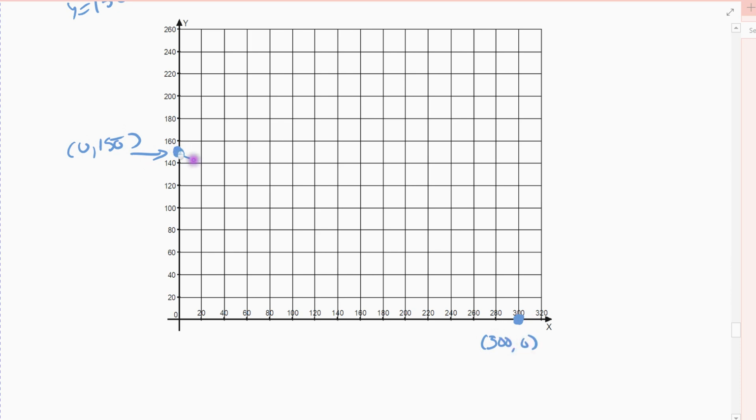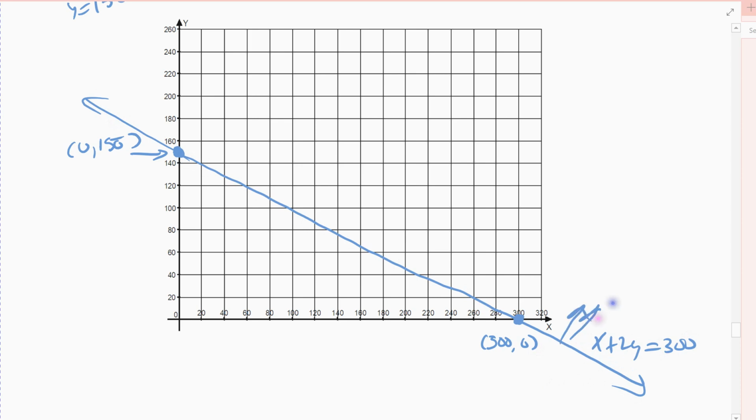Connect my dots as best as I can. So there's my first equation, which represents the x plus 2y equals 300. And I know I'm going to shade above it because I want to keep the less than. So I'm going to shade above it. The test for 0 would come out true, right? 0 is less than 300.